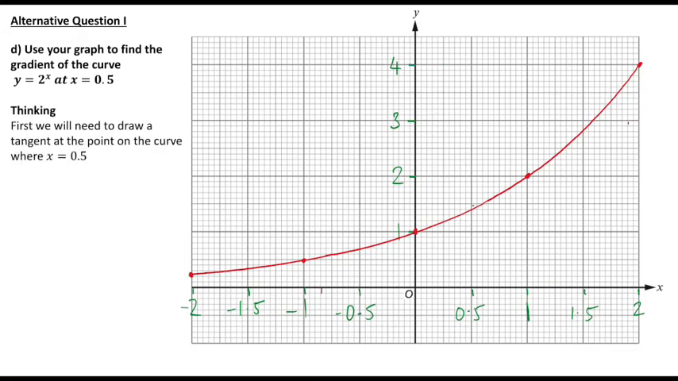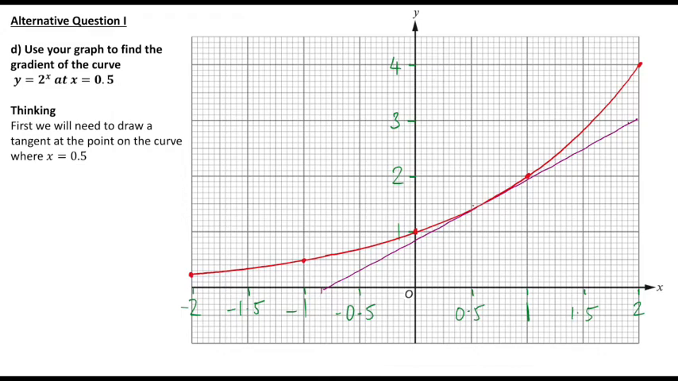So the first thing we need to do is to draw a tangent to the point, I should say to the point, not at the point, to the point on the curve where x is equal to 0.5. So there we are, we've done our best effort. Obviously we've used a ruler, slightly wobbly ruler by the look of it, but there we are.